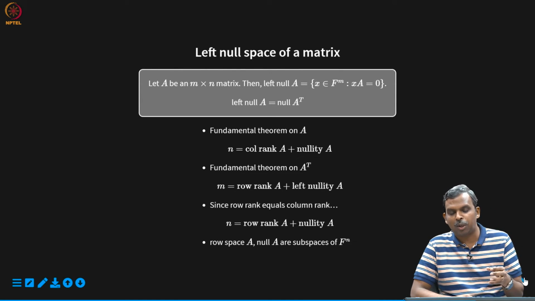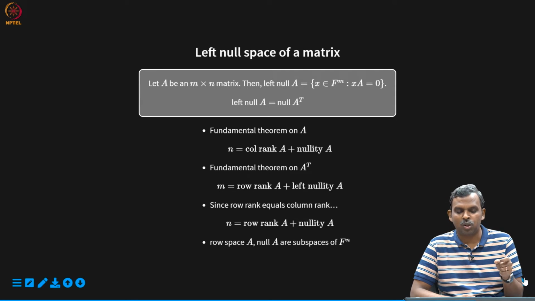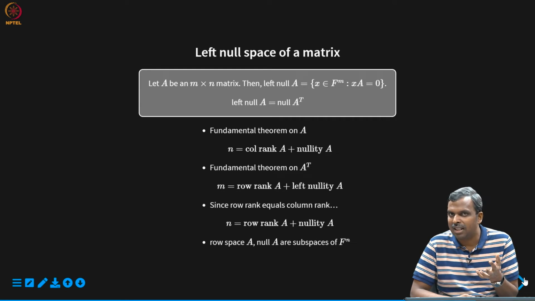Now notice you can do the fundamental theorem for A, and the fundamental theorem on A transpose, right? So you will get n equals column rank plus nullity, m equals row rank plus left nullity. Okay, so now you know that row rank and column rank are the same. So you have this n equals row rank plus nullity, right? So row and column rank are the same. So you have this nice little equation.